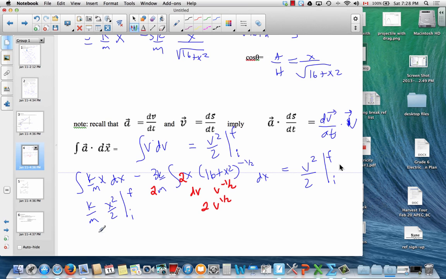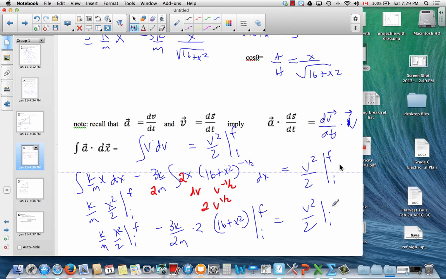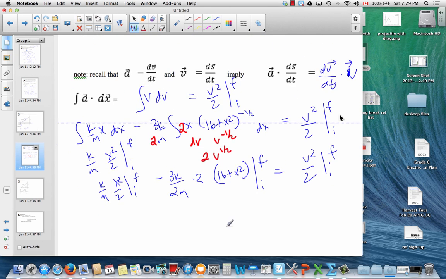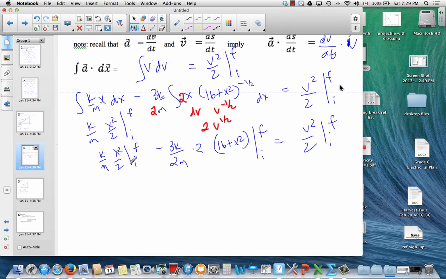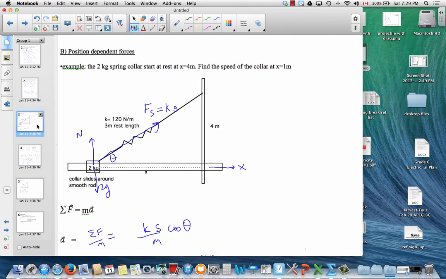So, putting that all together, k over m, this is x squared over 2 from initial to final. This is minus 3k over 2m, and it's going to be times 2 times 16 plus x squared. And again, that's going to be from initial to final. And that equals v squared over 2 from initial to final. Now, the initial x value you were given was 4, and the initial velocity was, I believe, starts at rest at 4.